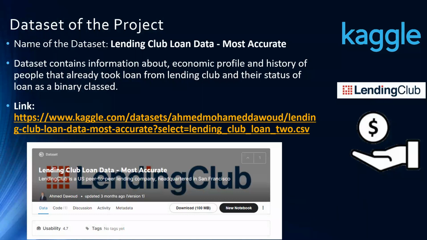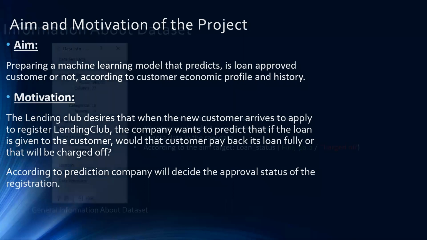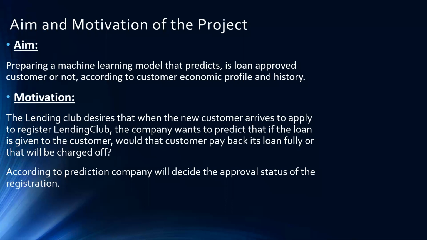The set contains information about the economic profile and history of people that already took a loan from Lending Club, and their status of the loan as a binary class. Our aim was preparing a machine learning model that predicts whether a customer will be a bad customer or not, according to the customer's economic profile and history.